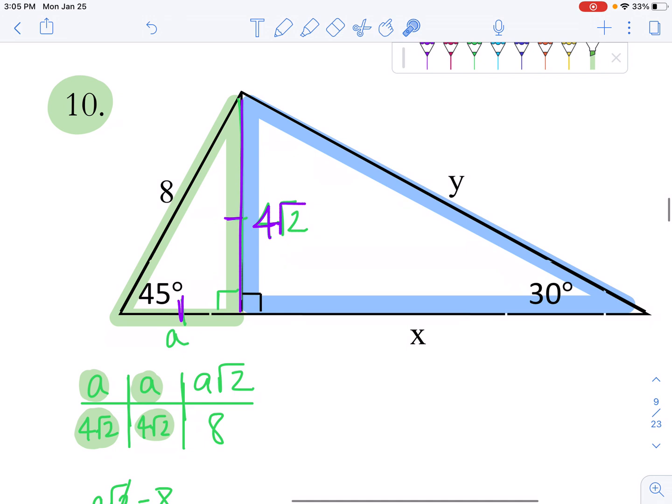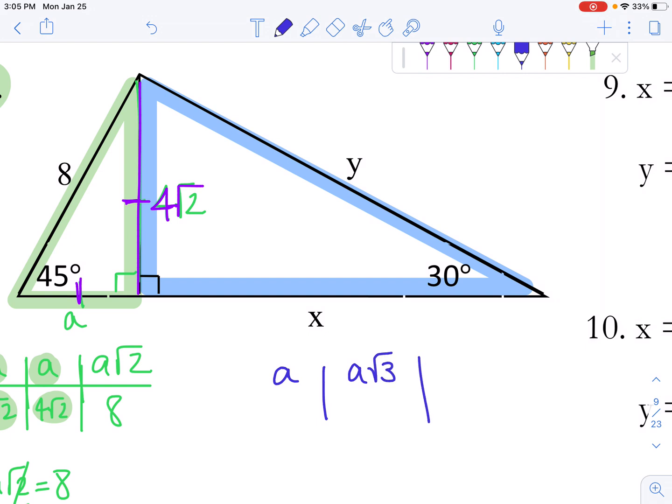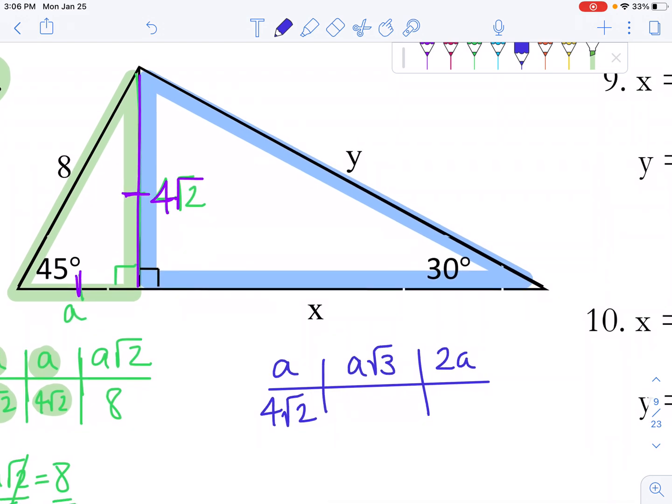But since these two triangles are attached to each other, when I start looking at this blue triangle on the right, now I apply my pattern for my 30, 60, 90, which is A, A root 3, and 2A. Now, the side that I know in my 30, 60, 90 is the side opposite the 30. The side opposite the 30 is my A, so that's 4 root 2. So that's just from looking at the diagram.